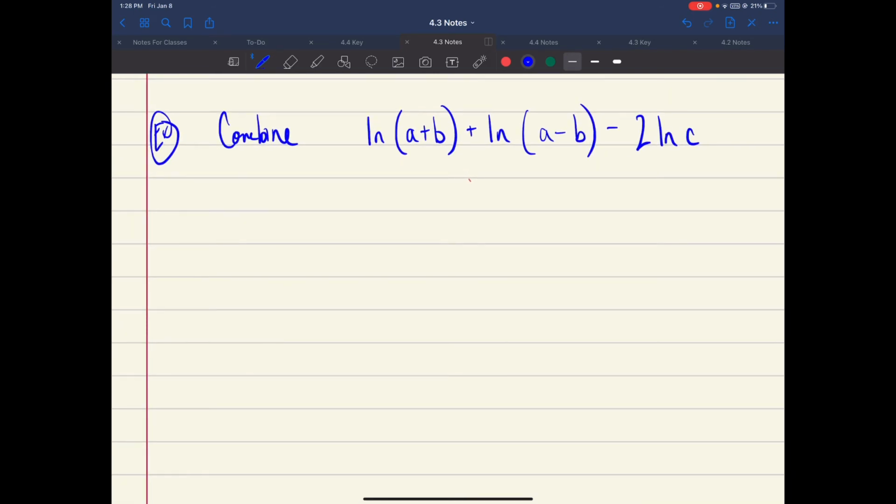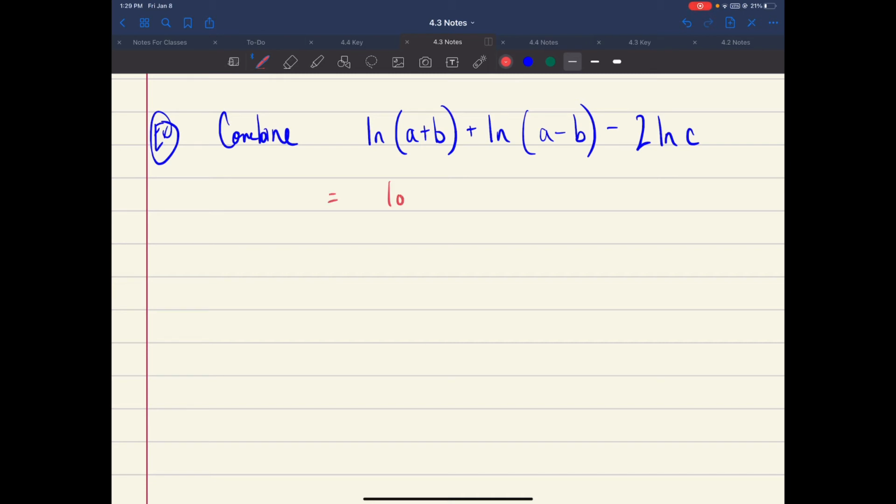Okay, so we can do the same thing with natural logs. Doesn't matter if it's natural log or log. All right, so we have 3 different logs. This is going to end up like a previous example where we have 2 things in the numerator, 1 thing in the denominator. First of all, I have to put back that exponent. So natural log of a plus b plus natural log of a minus b minus 2 times natural log of c. The 2 needs to go back.